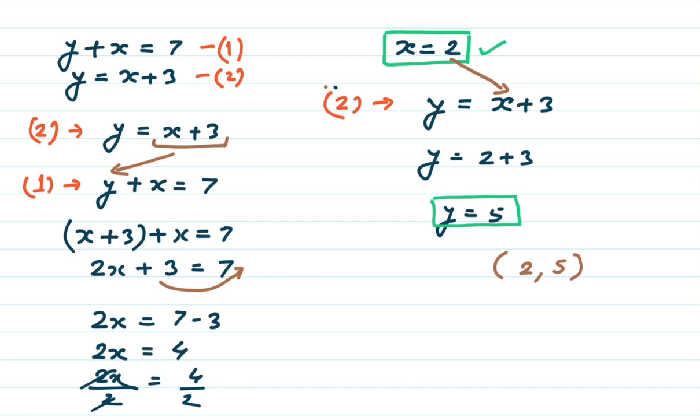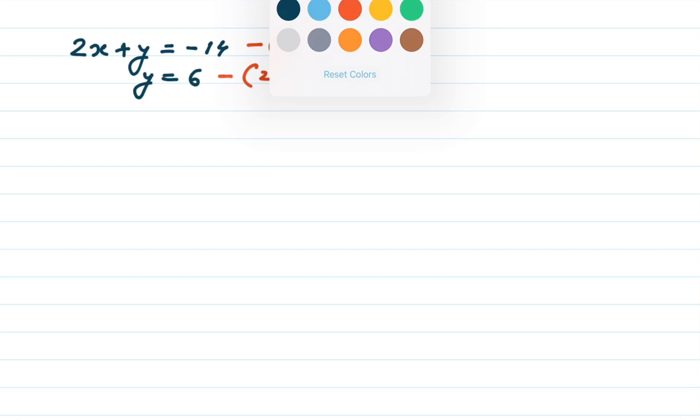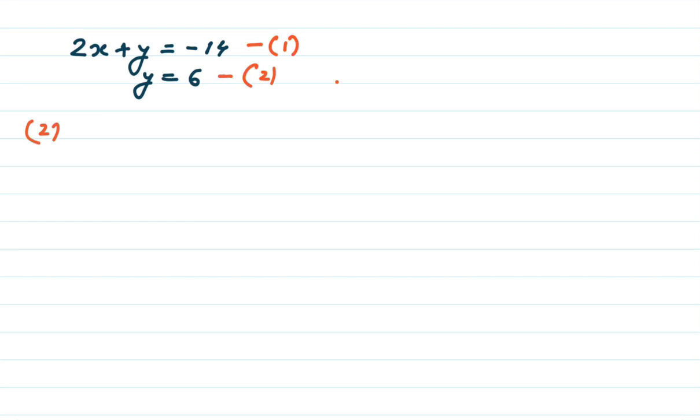Let's take the next question, which is 2x plus y is equal to negative 14, and my second equation, y is equal to 6. This is my first equation, and this is my second equation. I start with the second equation, which is given as y is equal to 6.